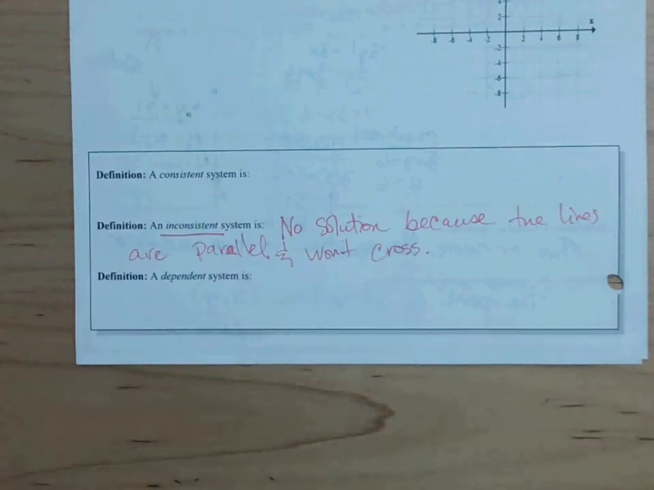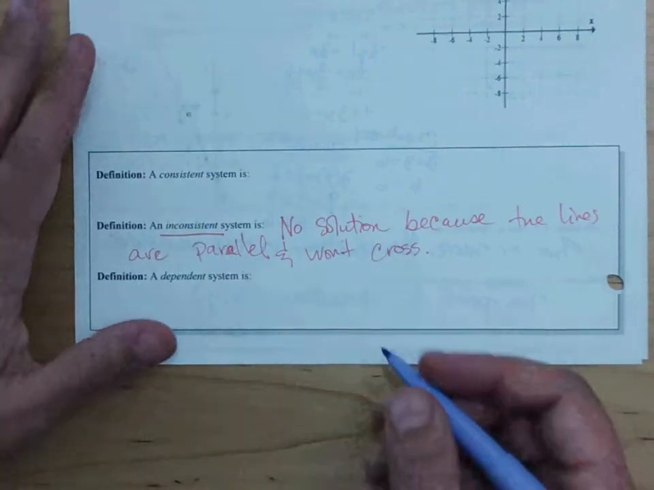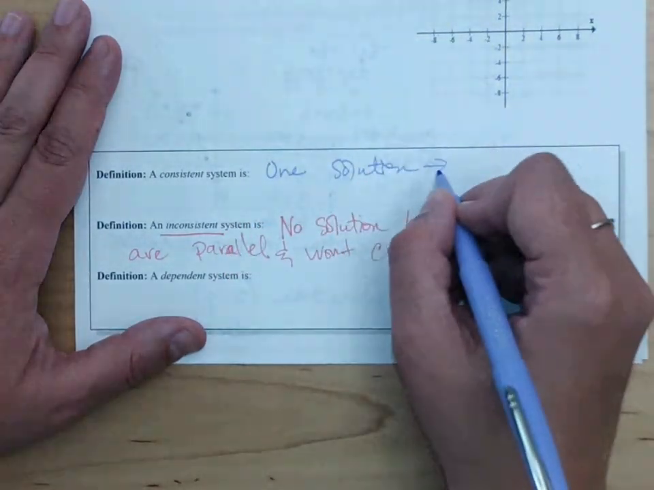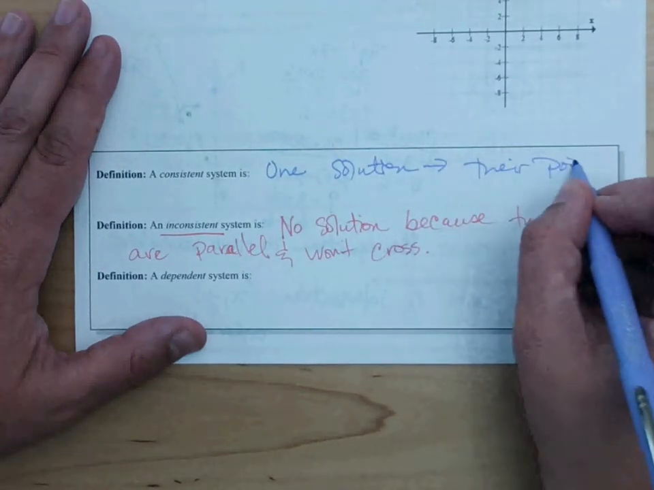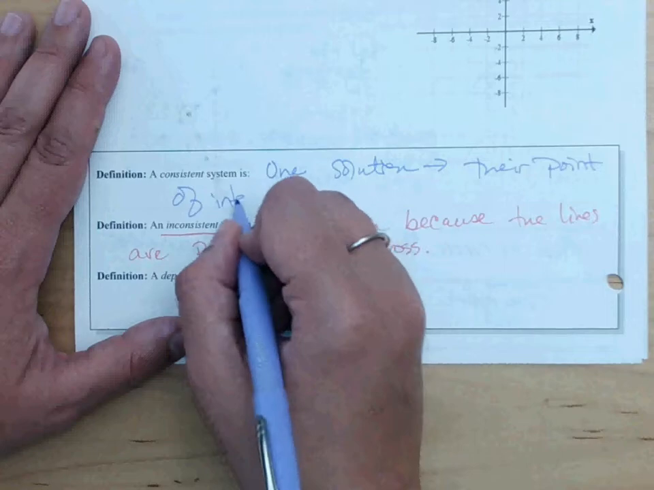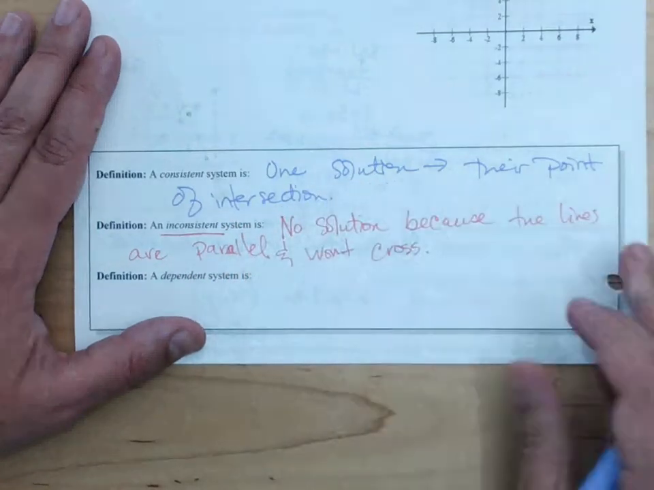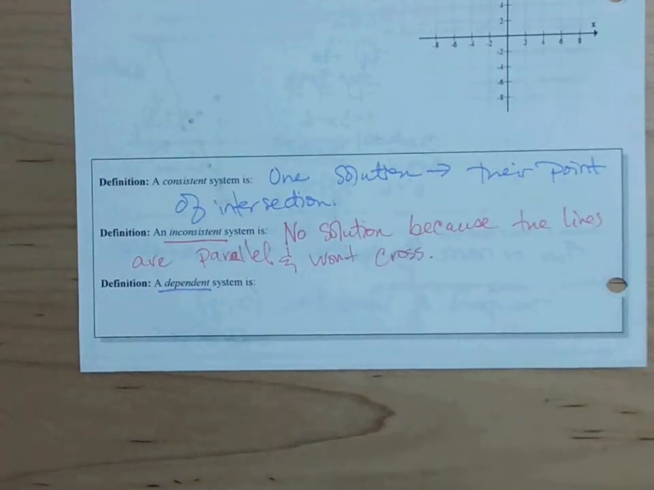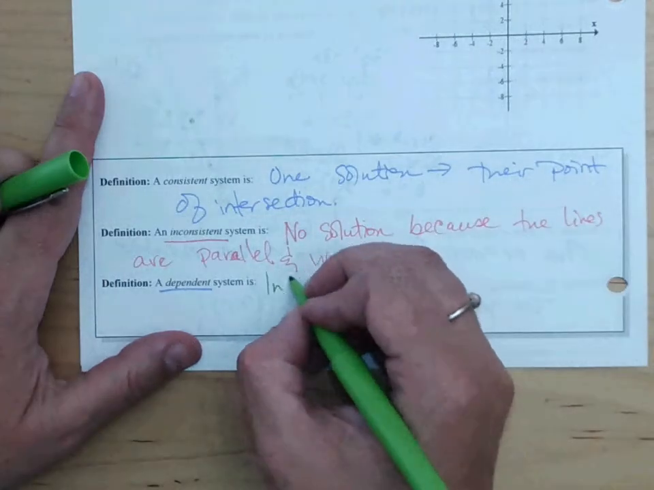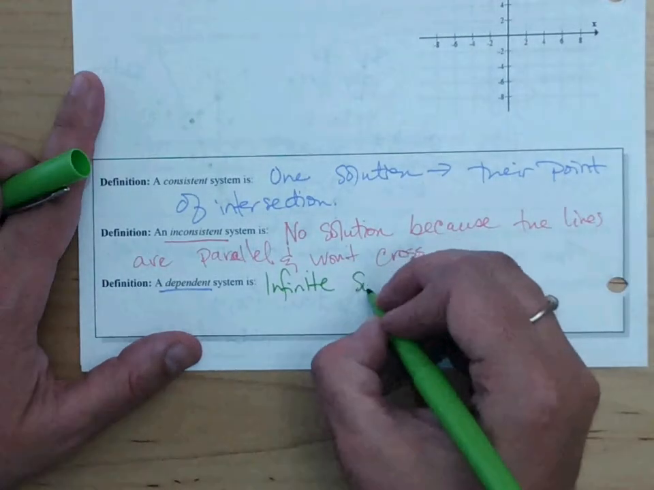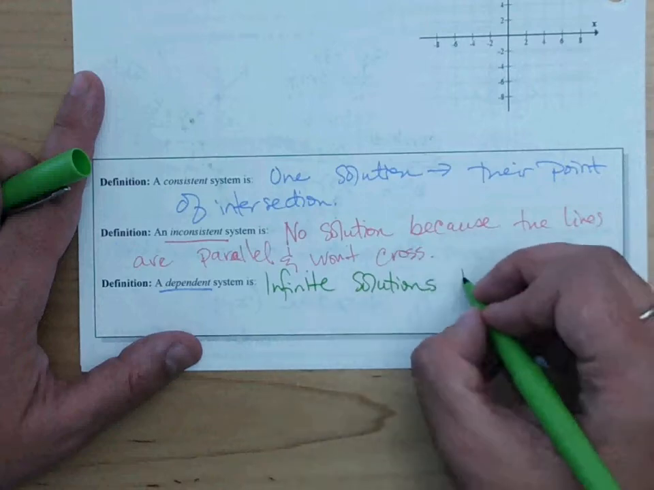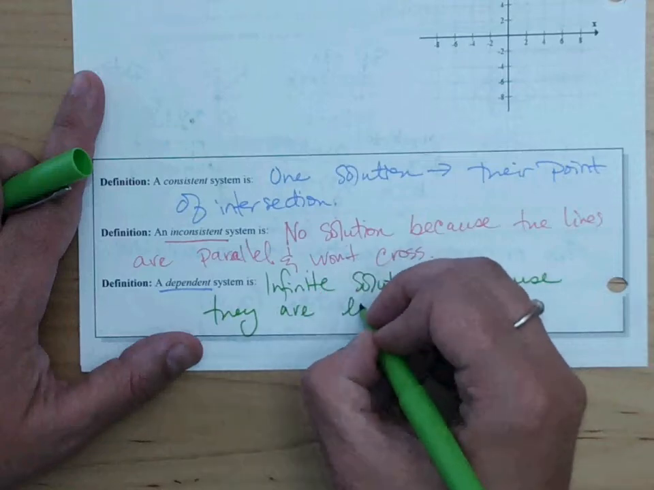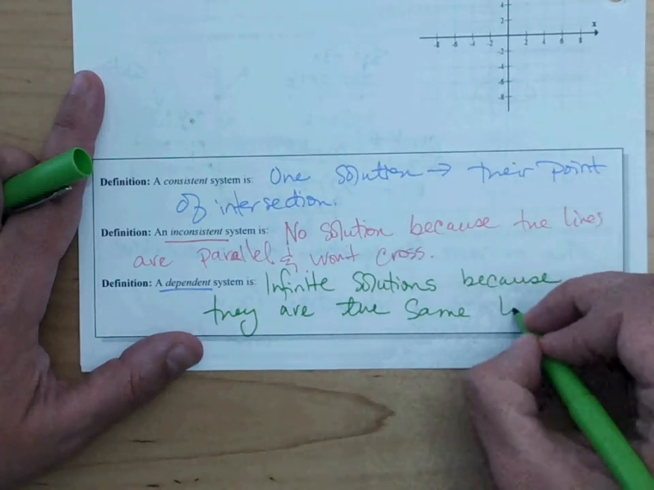Now the opposite of inconsistent is consistent. So does anybody have any guesses as to what consistent systems have? Yes, they have one solution, which is their point of intersection. Okay, great. Now, what do you think about dependent systems? Dependent systems are going to have infinite solutions because they are the same line.